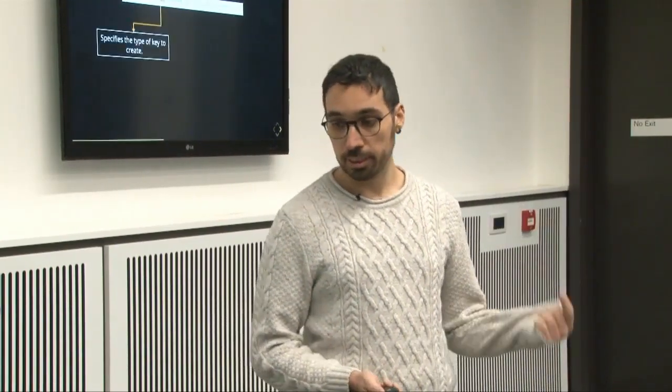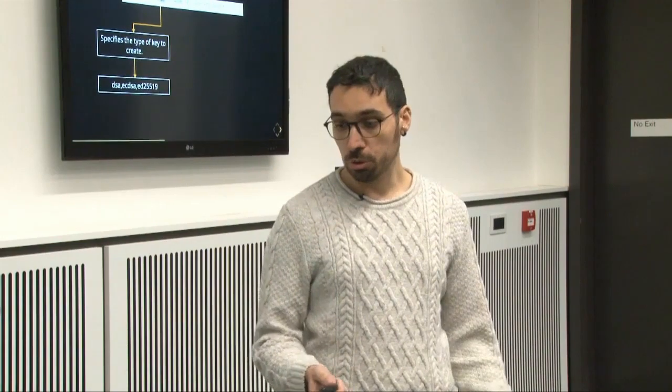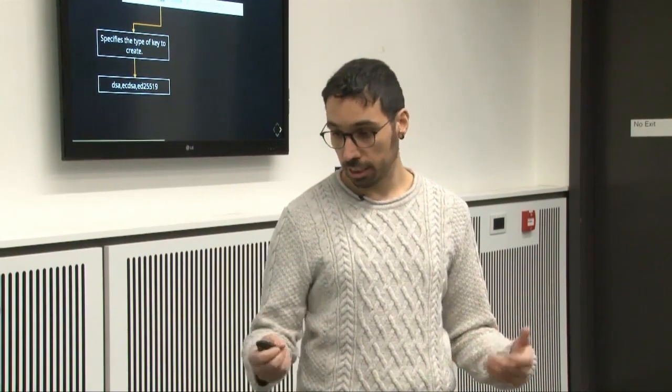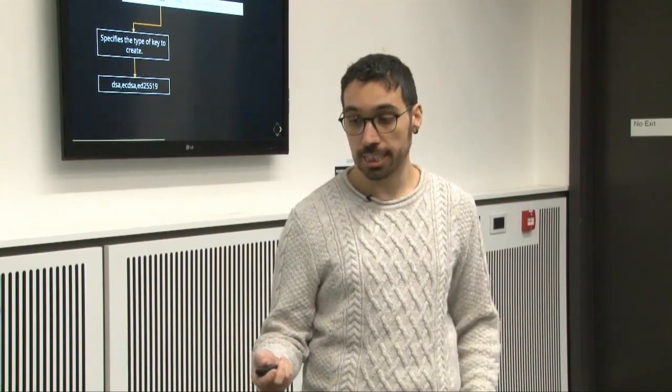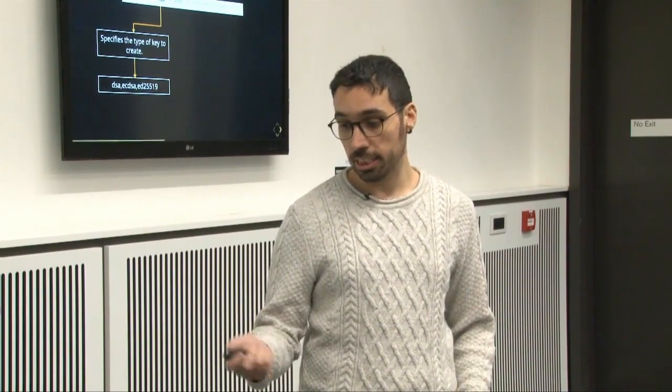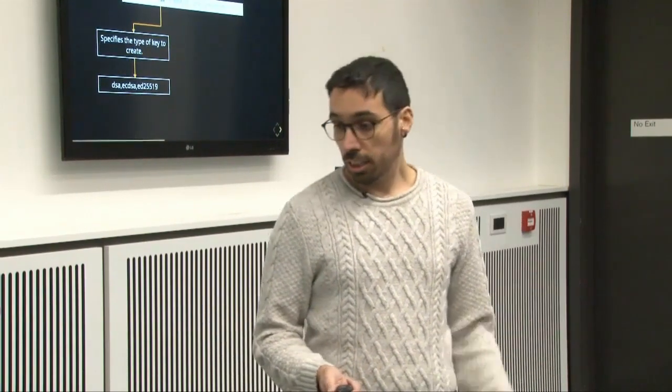Now we saw how SSH works, let's see how we can create our keys. The command you need to use is ssh-keygen. Here there are two useful parameters. The first one specifies the type of asymmetric algorithm to use. In this example it is RSA. We can choose between different ones, for example DSA, ECDSA, and so on.